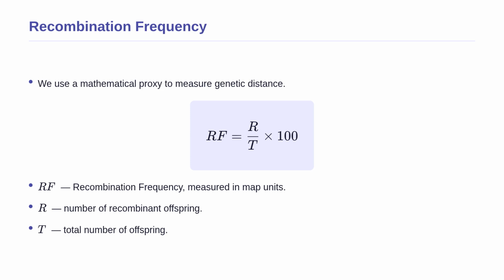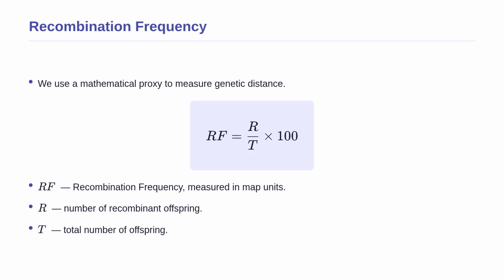Since we know that distance affects crossing over, we need a reliable way to measure it mathematically. Because we can't easily use a tiny physical ruler inside a microscopic cell, we use a mathematical proxy called recombination frequency. This formula calculates the percentage of offspring that inherited a mixed-up or recombinant chromosome.